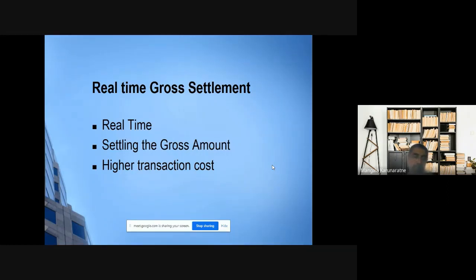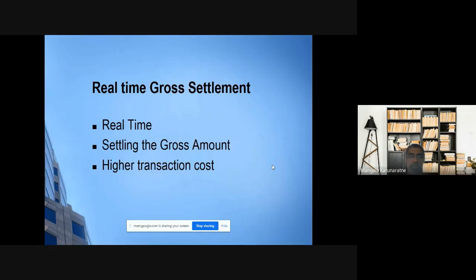Now for the banks, of course, there are certain restrictions, rather there are certain directions that we need to maintain a certain amount of money in the RTGS account. That is a reserve requirement. So all the payments you do through this system will go through your account in the central bank, right? So it is like a customer maintaining a current account with a bank.